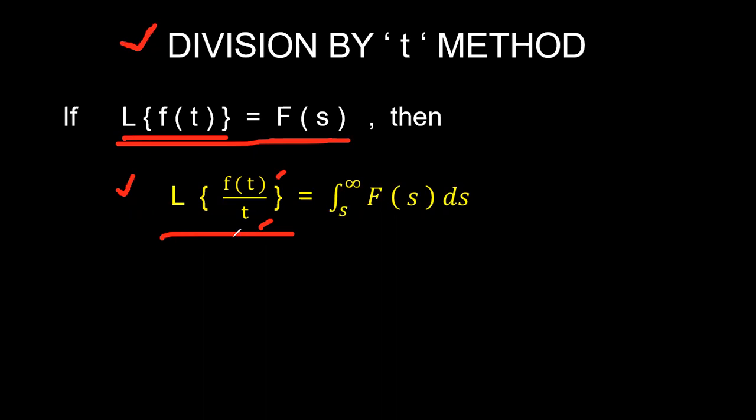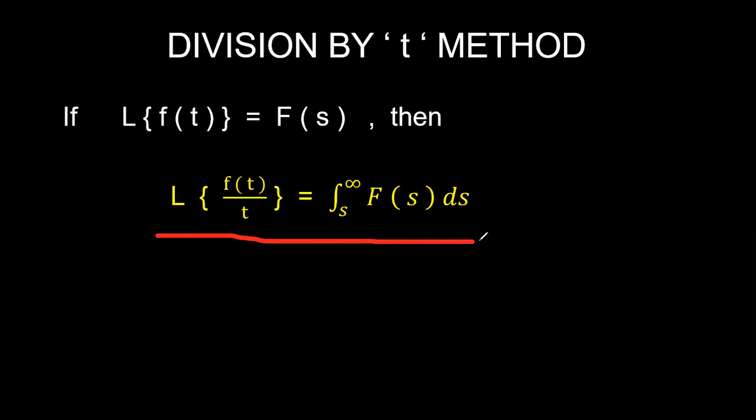If you have a t in the denominator, t or t square or t cube or whatever it may be, then you have to apply the equation: the Laplace transform of f of t by t is equal to the integration from s to infinity of F of s ds. So this is your division by t method.